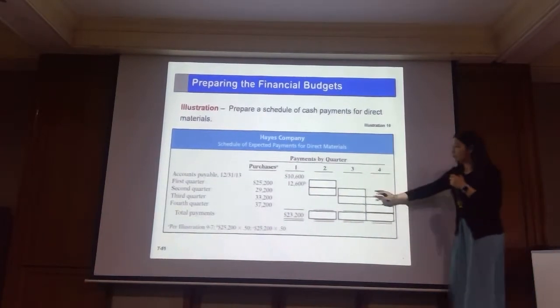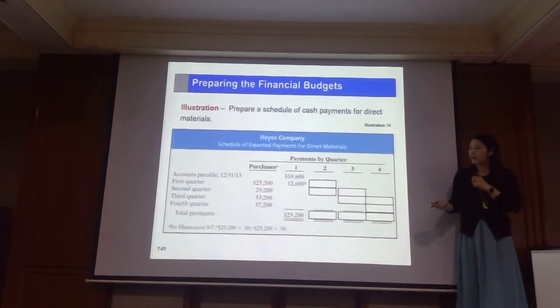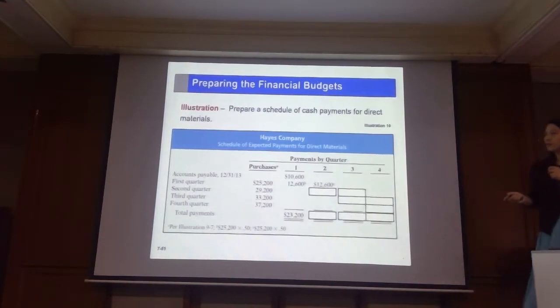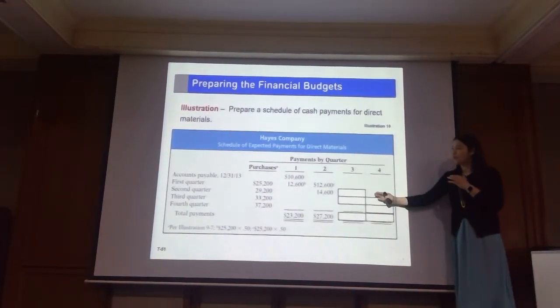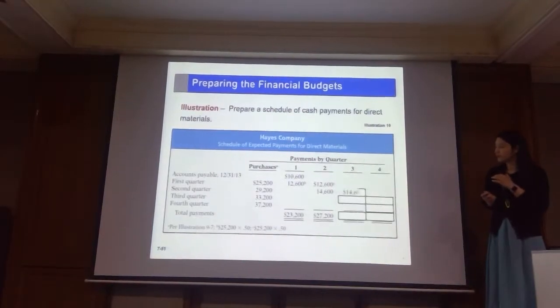How about our second quarter? We need to pay half of the quarter one purchase. The first quarter purchase, we pay the rest in the second quarter, so we just pay that amount. And also, we purchased 29,200 in this quarter. We pay 50% right away, so this one is 14,600. And in total, you make the payment of 27,200, okay?